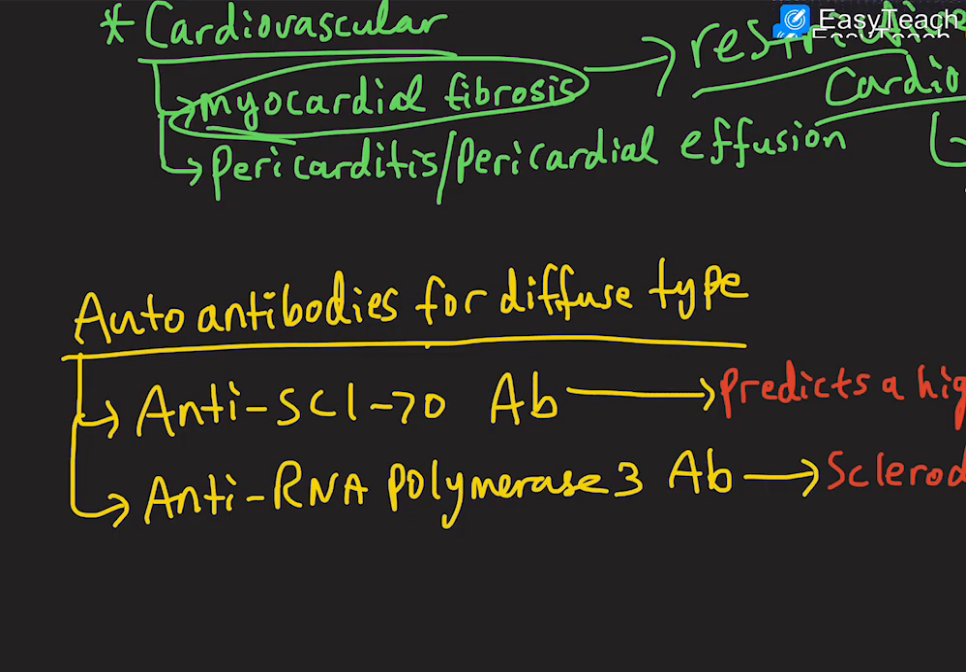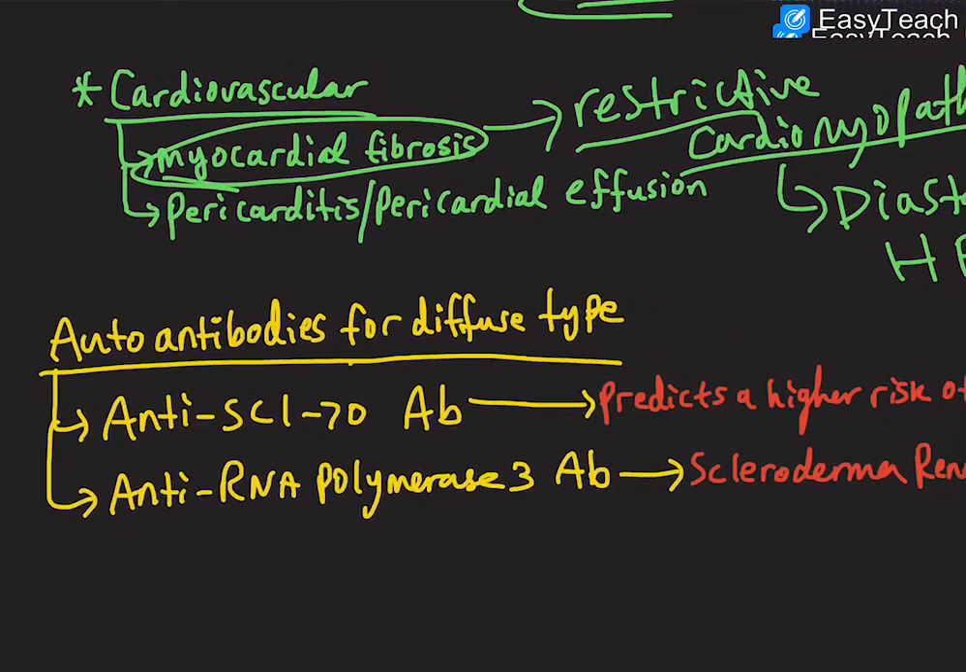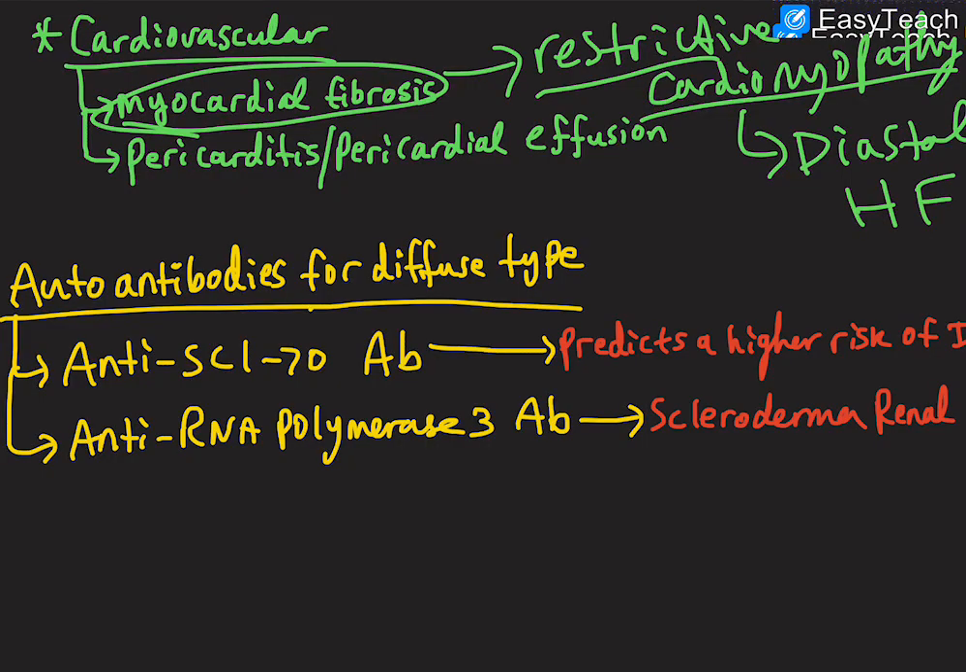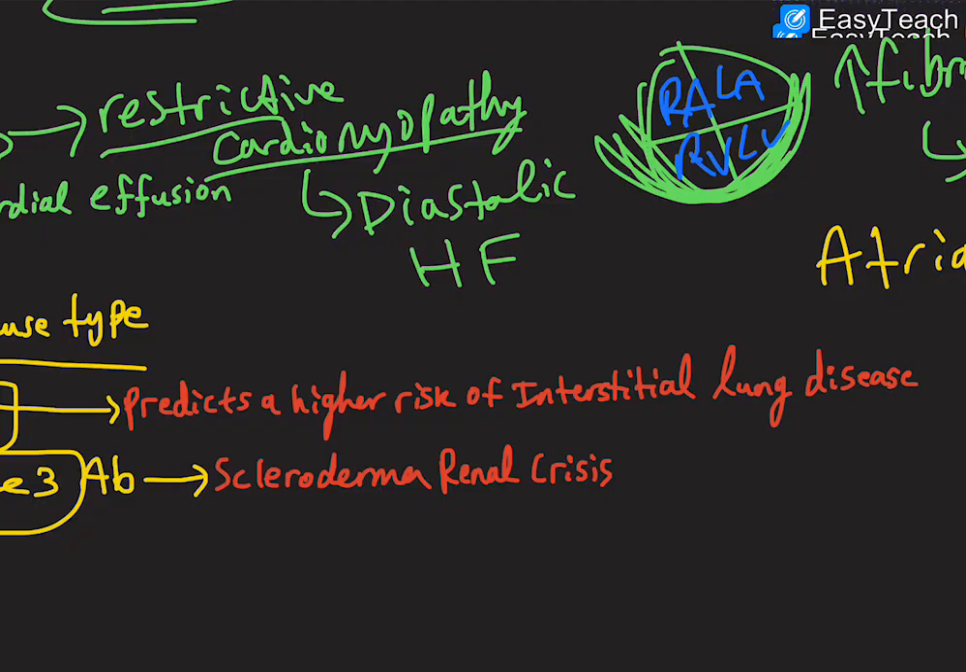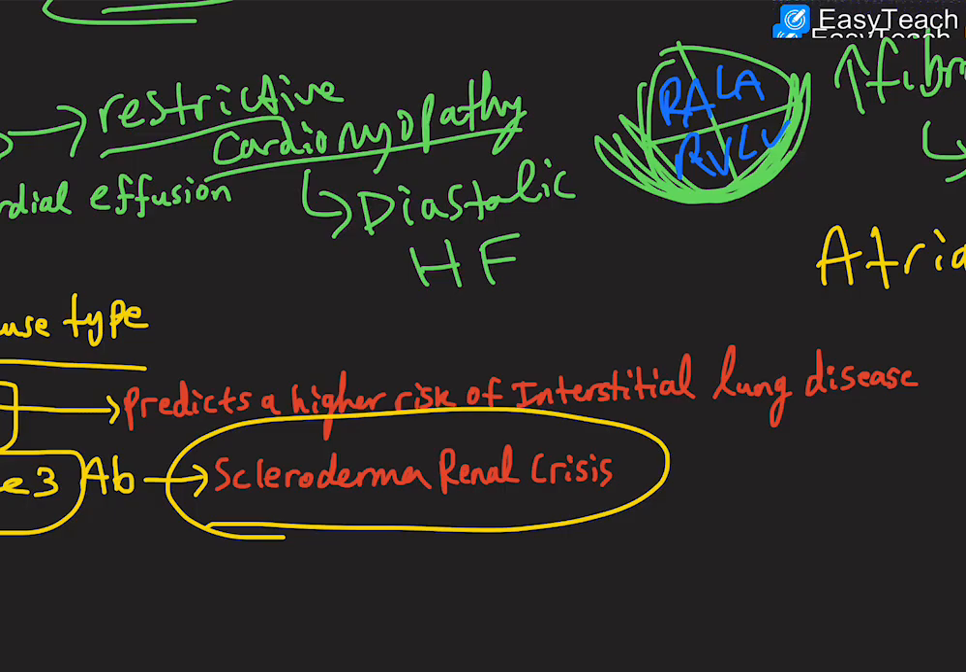All right, so again, just to review, the autoantibodies that we see in the diffuse subtype are anti-topoisomerase 1, which, remember, we said is also anti-SCL70, and anti-RNA polymerase 3 antibodies. Remember, anti-RNA polymerase 3 is associated with scleroderma renal crisis, and anti-topoisomerase 1 or anti-SCL70 predicts a higher risk of interstitial lung disease. So that's basically scleroderma.